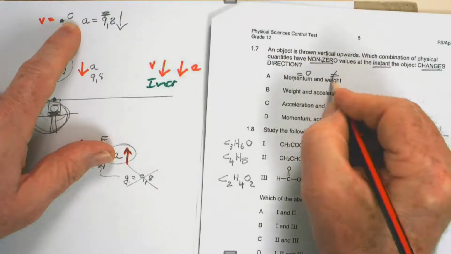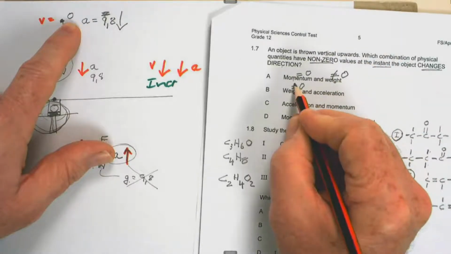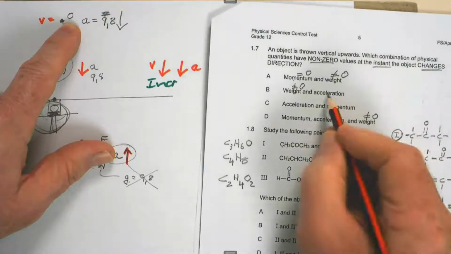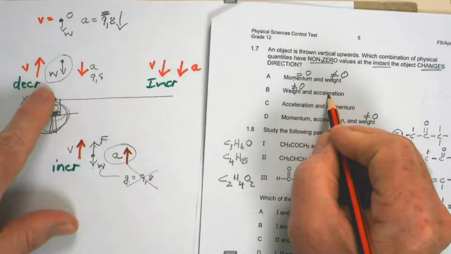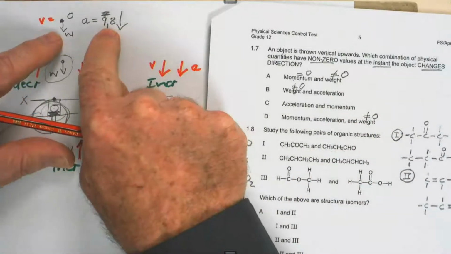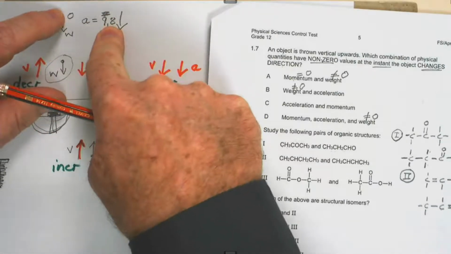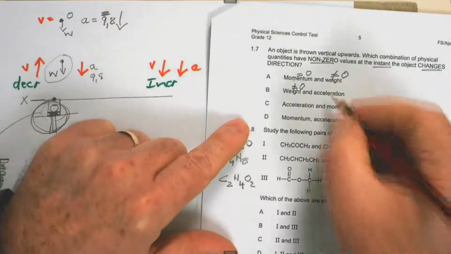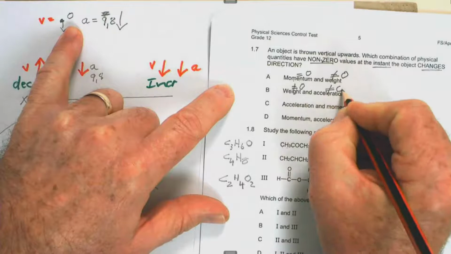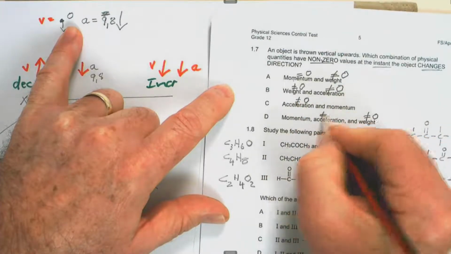So this one is not 0. There's a weight. It's not 0. Let's look at acceleration. I've just explained. Acceleration remains 9,8. You see, this is the catch here. Although it is stationary, the acceleration value remains 9,8 downwards. So acceleration at that point is not 0.